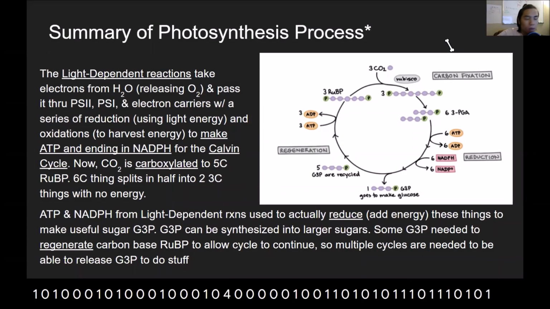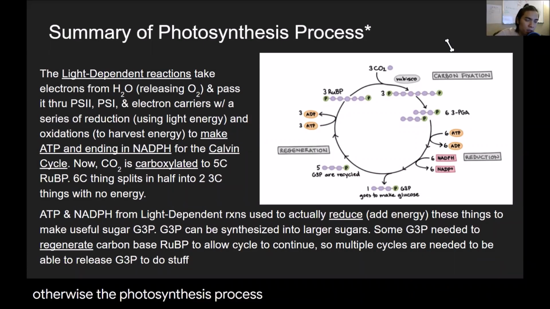Bammo. Let's summarize the photosynthesis process. We had our light-dependent reactions, which use the light energy to ultimately create the components needed for the Calvin cycle, or the light-independent reactions.